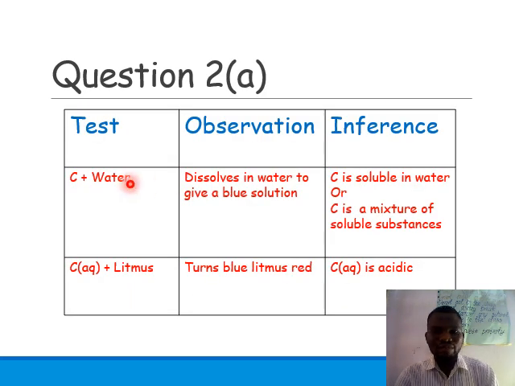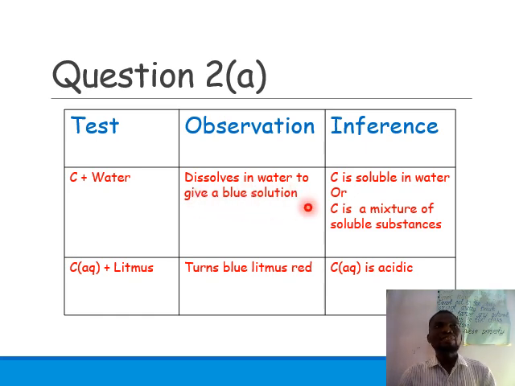Now, for the first question, that's question 2, your table will look like test, observation, and inference. The test is your methodology, whatever you are doing. The observation is what you see, and the inference is what you think is there. So the first thing is you dissolve the sample in water, that's C plus water. Now what happens? It dissolves in water to give a blue solution.